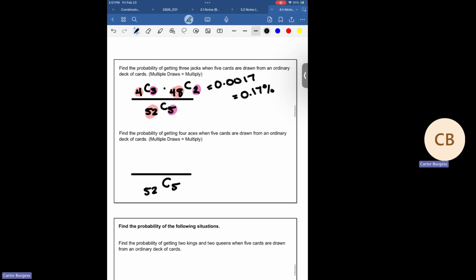Very unlikely. Okay. So what options do I have for aces? How many aces do I have to choose from? I have 4 aces to choose from. And how many do I want? 4. Okay. And then how many cards that are not aces do I have to choose from? Well, I want 1, but how many do I have to choose from? 48 not aces, and we want 1 of those.